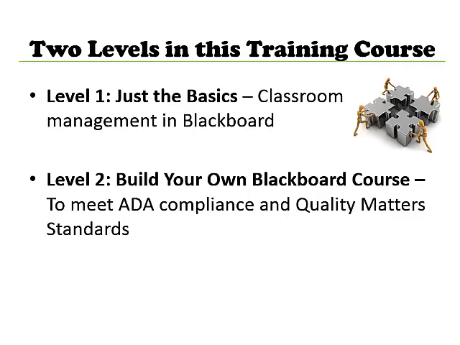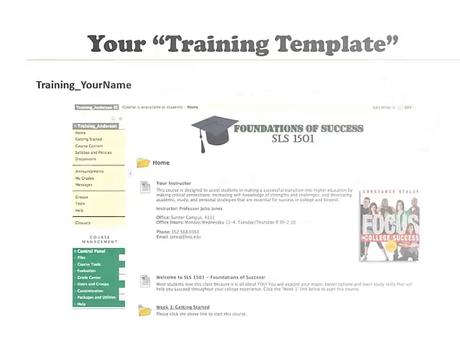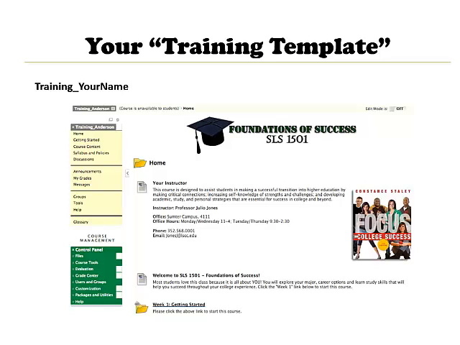Besides the textbook, you also have a training template that you will see in your course list, labeled with the word training and your name. This is where you will complete the majority of your course activities. Then you will report your completion of the activities back in your Blackboard faculty training course so that your mentors know you are ready for them to grade your work.